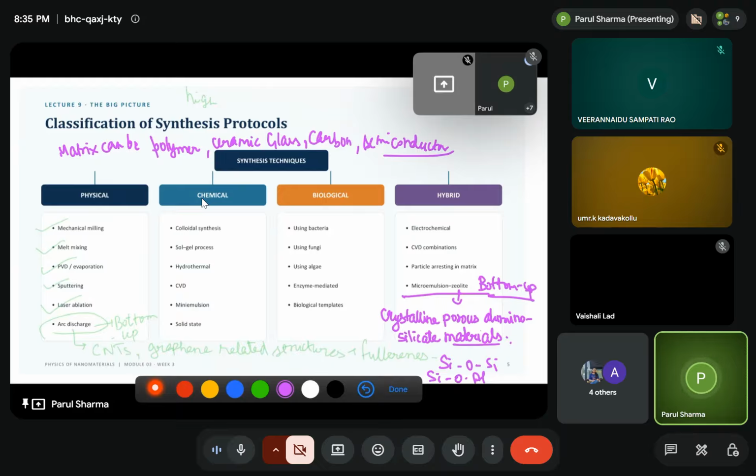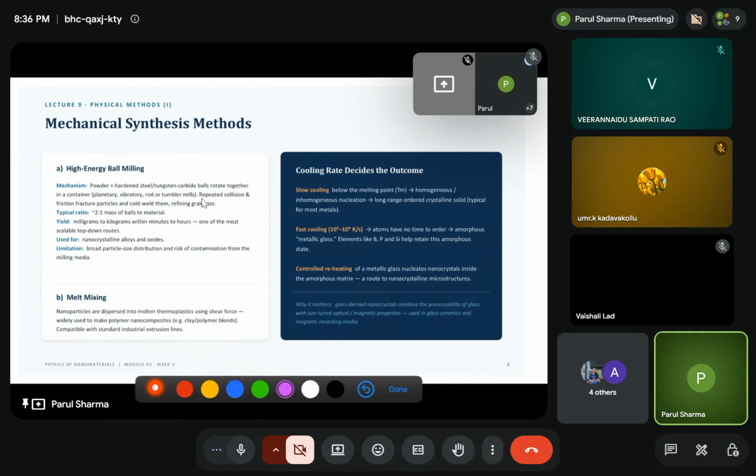And zeolite nanoparticles have a high surface to volume ratio, so it is beneficial for applications such as catalysis, sensing and ion exchange. So this was one hybrid method for the synthesis of nanoparticles.